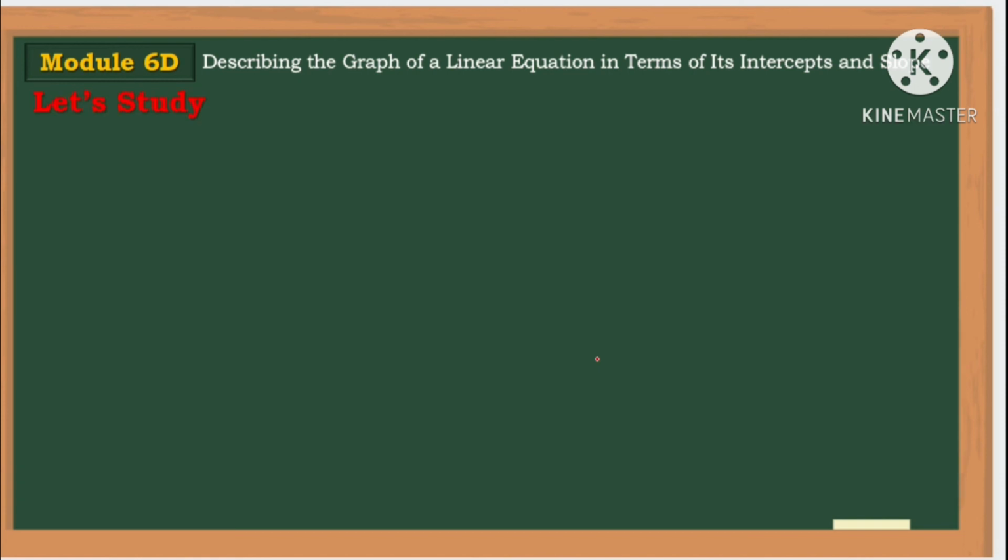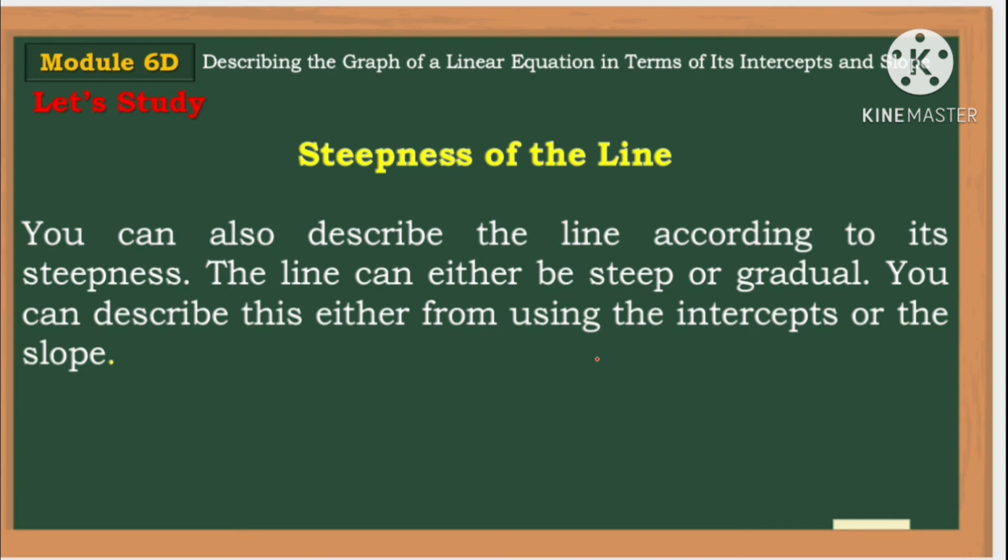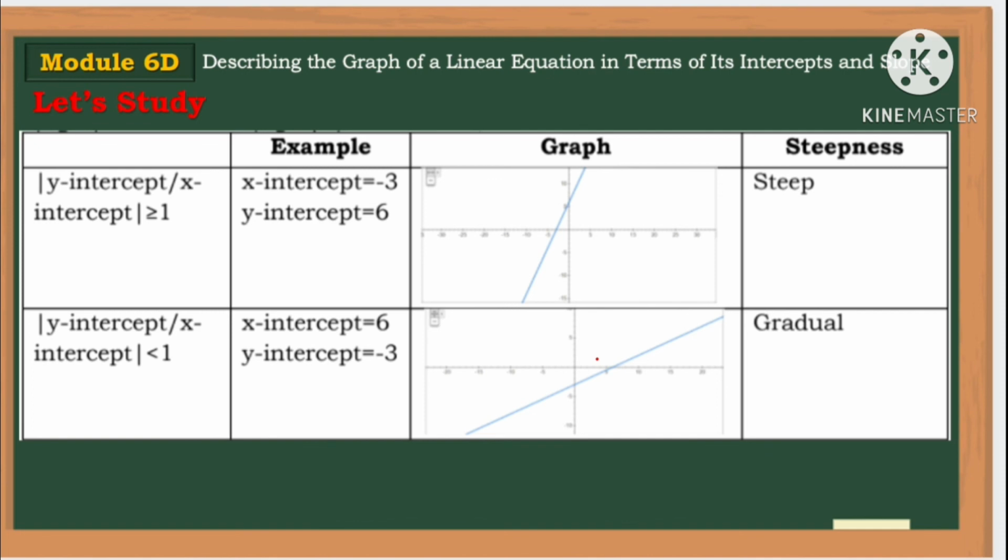Next, the steepness of the line. You can also describe the line according to its steepness. The line can either be steep or gradual, and you can describe it using the intercepts or the slope. If the value is greater than or equal to 1, yung graph natin ay medyo steep. If less than 1, that is gradual. Okay?